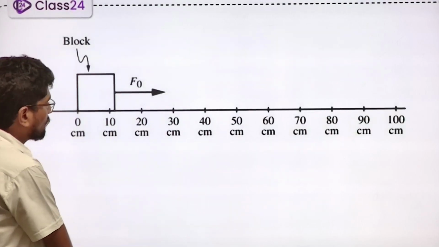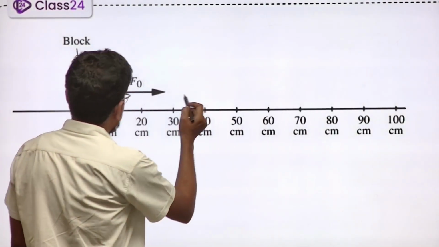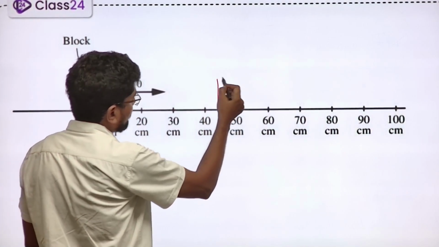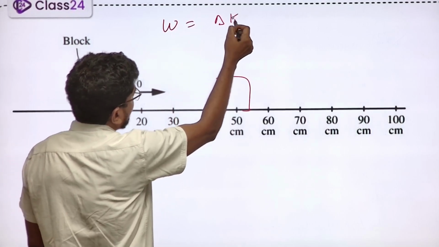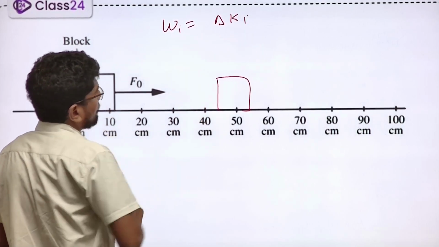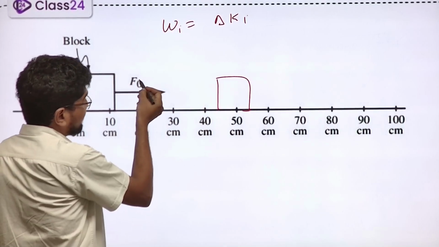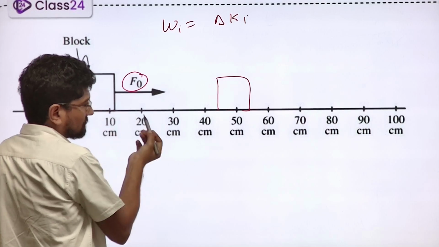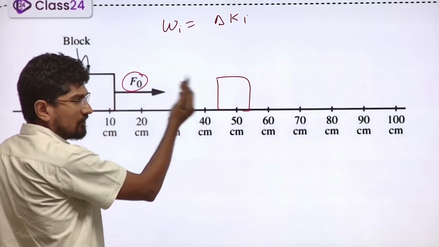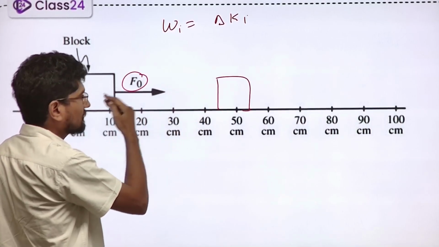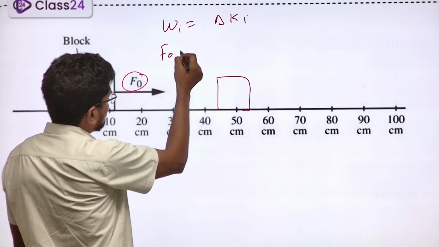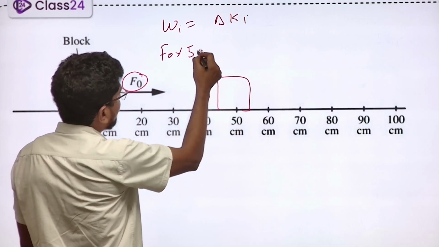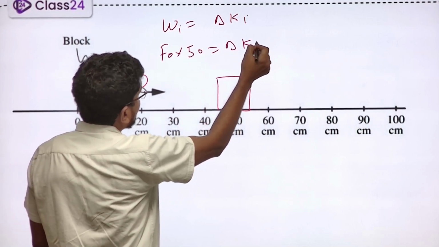So go back to the question. For 0 to 50 we can say work done equals change in kinetic energy delta k1, that is W1 work. The point is that the force is constant, no other force is acting on it, only in the horizontal direction there is one force F0. So you can say force into displacement 50 is delta k1, because work done equals change in kinetic energy.